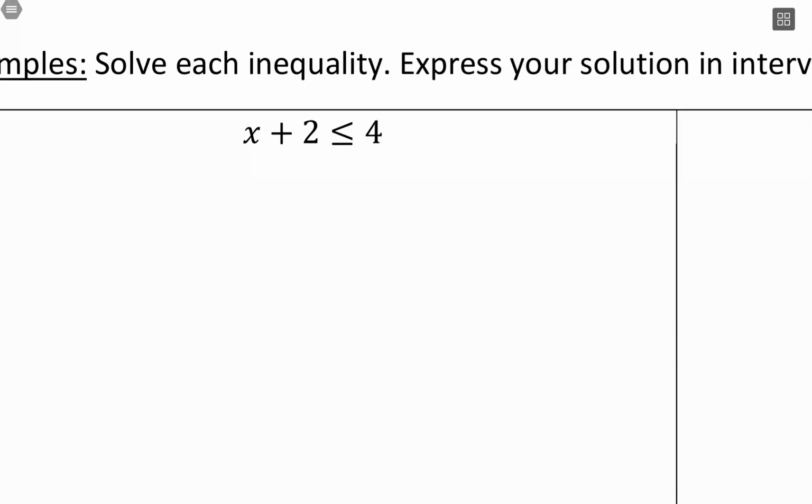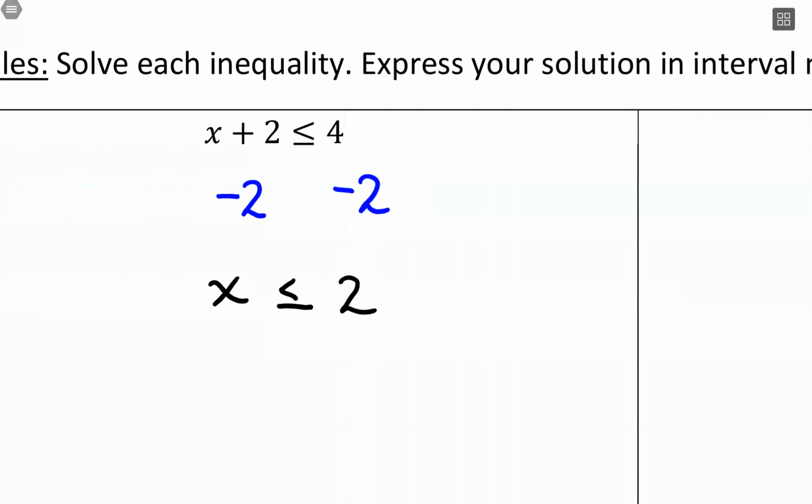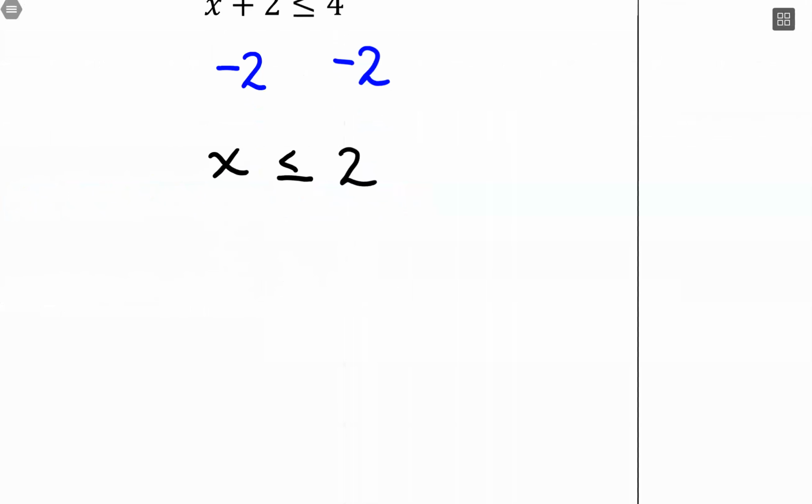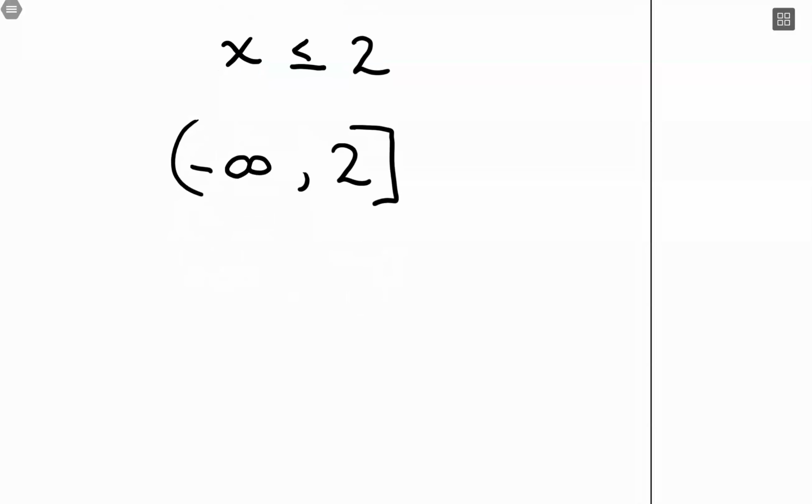Similar to our equations before, here I have a plus 2. To get rid of that 2 adding on to x, I need to subtract 2 from both sides. That'll leave me with x. This is just a subtraction of 2, so the symbol isn't going to change, and 4 minus 2 is 2. I'm going to express my solution in interval notation and then graph it. So this is saying x is less than or equal to 2, so I'm going to have negative infinity and 2, and since we can equal 2, I'll use a square bracket.